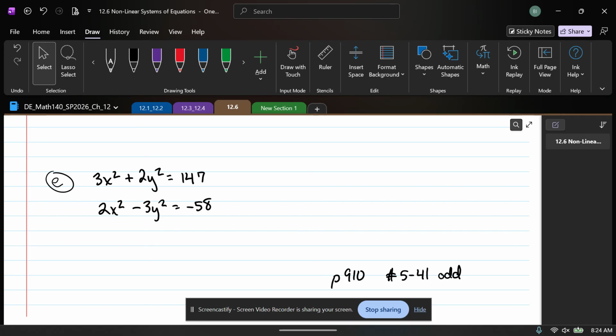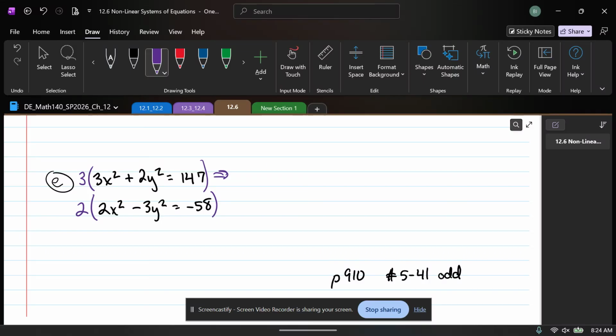Well, I think elimination would really work great because I could eliminate x's by just making these a positive 6 and a negative 6. I could do the same thing with the y's. I can eliminate them by making one of them a positive 6, the other one a negative 6. So that's what I'm going to do. I'm going to eliminate y's and get x first. So I'm going to multiply this one by 3 and this one by 2.